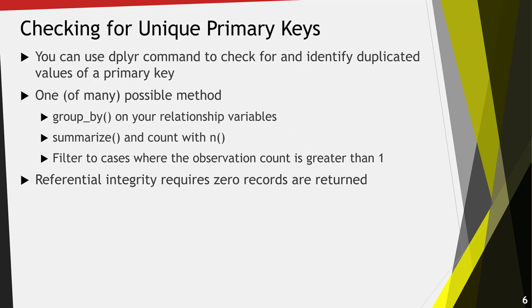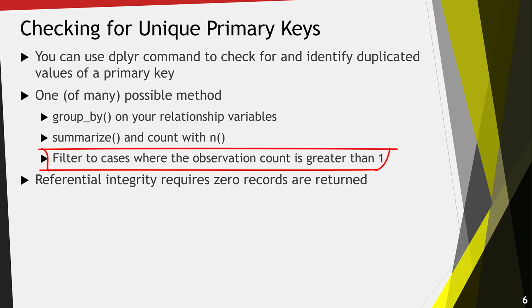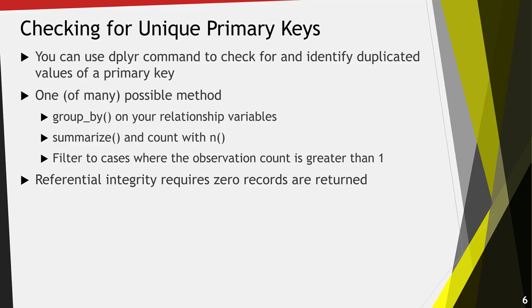You can use dplyr commands to check to see if primary keys are unique by looking for duplicated values of the primary key. As an example of one of many possible methods for doing this, you could take the data in the table that contains the primary key. You could use group by on the relationship variables, then use the summarize verb and count the number of observations within each group using the n function. After that, you would filter to the number of cases where the observation count is greater than 1. Referential integrity requires that the primary key uniquely identify observations. Therefore, the observation count should be 1 for each combination of the primary key variables. And so this should return 0 records if your primary key uniquely identifies each observation.